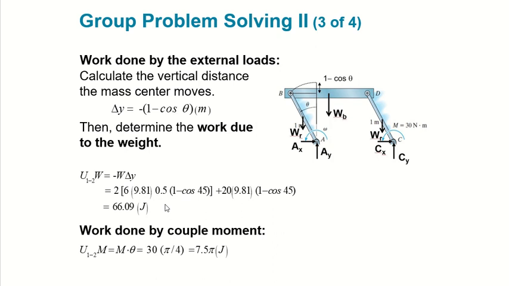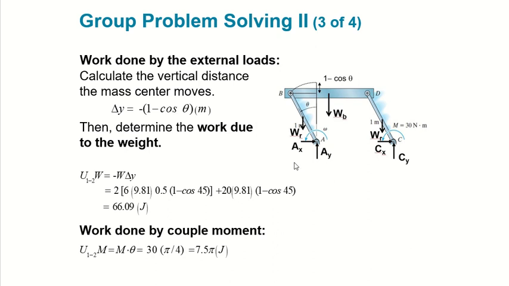So this will give you the force for this couple. And then you have another weight, 9.81, and then 1 minus cosine of 45. The same thing, because they're parallel to each other, so the angle doesn't change.